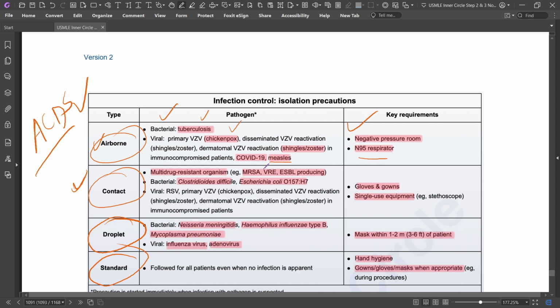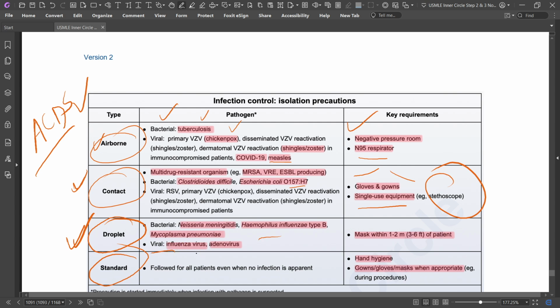In contact precautions, multidrug-resistant organisms like MRSA, VRE, ESBL-producing bacteria, like C. diff, E. coli O157:H7, and viruses like chickenpox and varicella zoster. Contact precautions include gloves and gowns, and single-use equipment like a stethoscope.